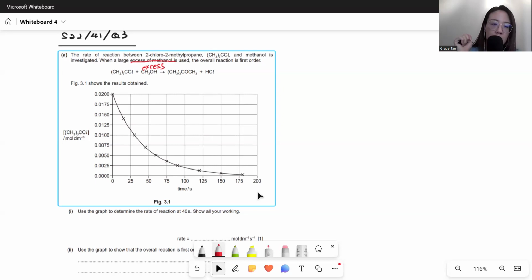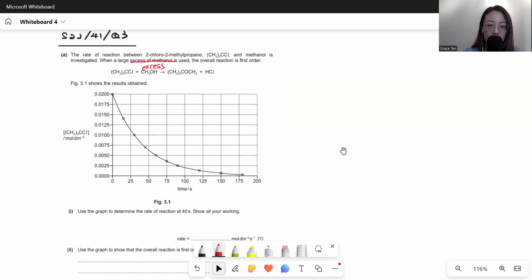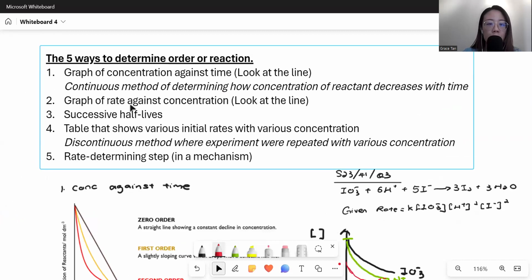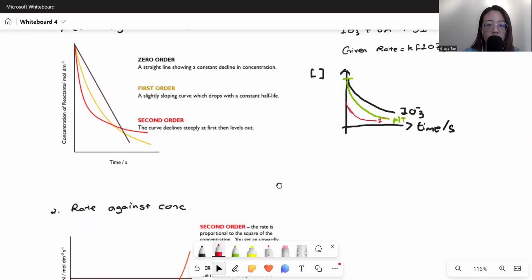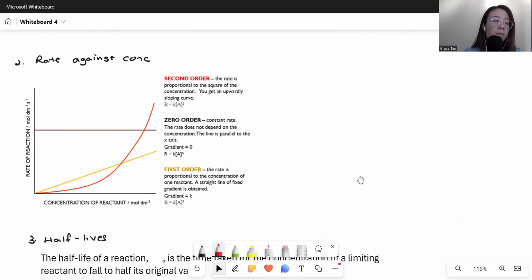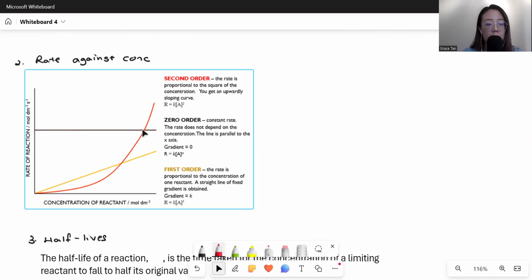Because there's a limitation in method number one, there is method number two on how to determine the order of reaction. Method number two, and I will come back to that question again, is to look at the graph of rate against concentration. Let me show you method number two first. It requires you to plot another graph, or perhaps your examiner will print it for you. There are three types of line. The zero order line is a straight horizontal line, a diagonal upward line indicates a first order, and a curved upward line indicates a second order reaction.